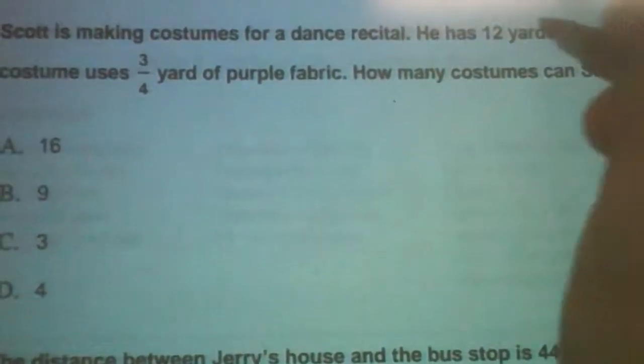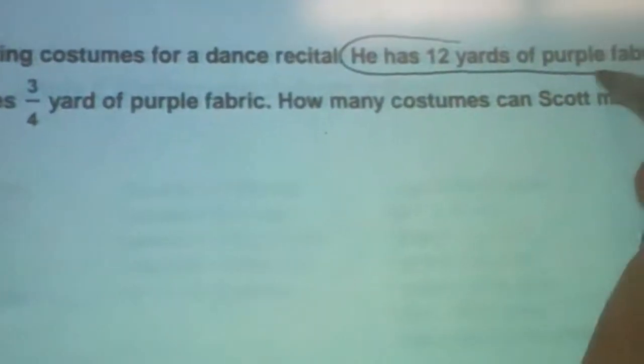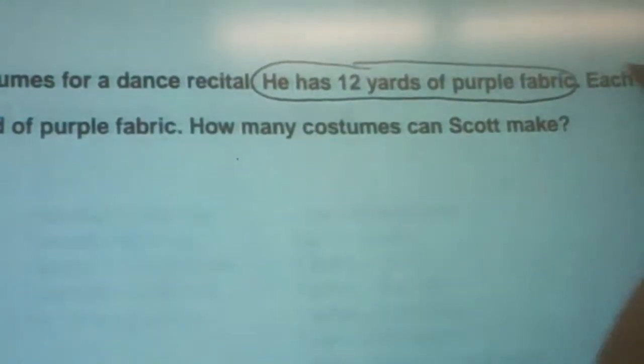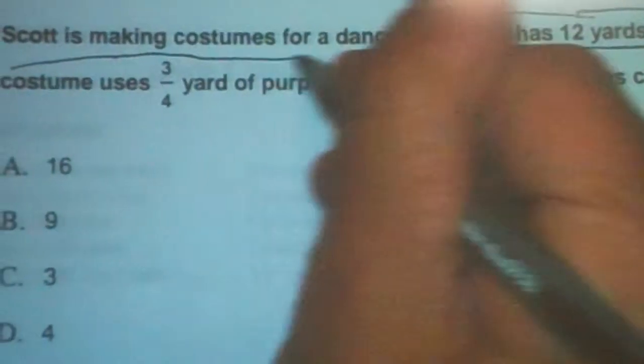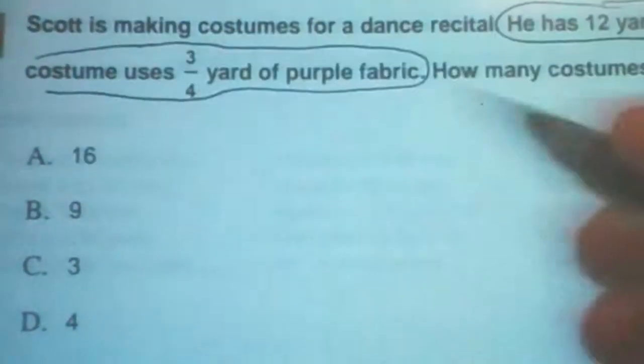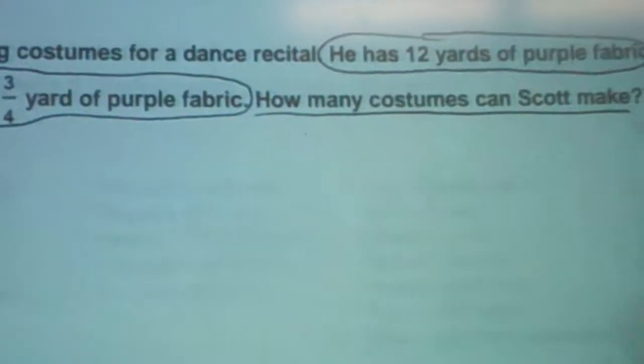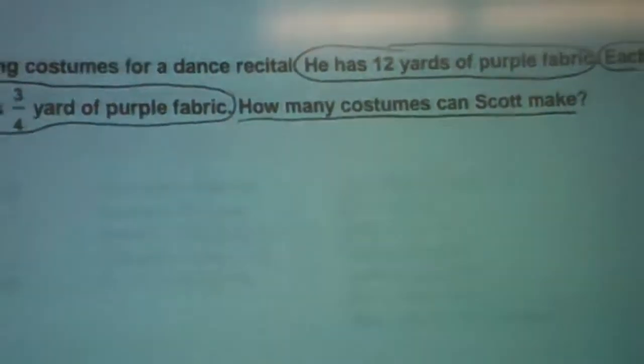So I'm looking at the problem. It says he has 12 yards of purple fabric. Each costume uses 3/4 yards of purple fabric. How many costumes can Scott make? So we're always annotating the problem.